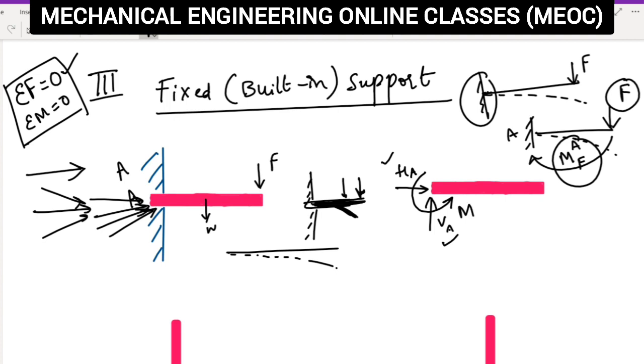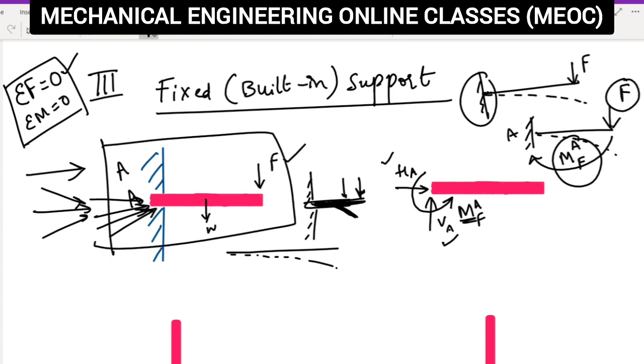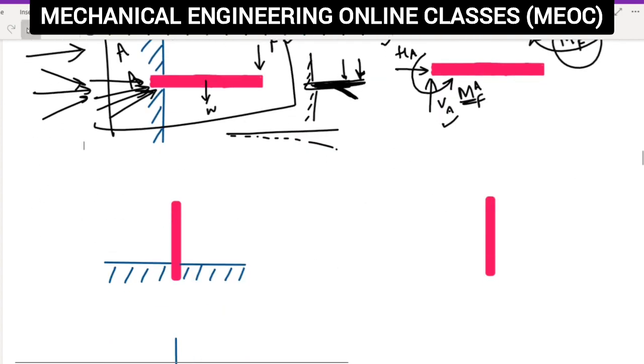about point A. If this is F, so this is F. So this is how we write down the reactions. Reaction is not what can happen. It is what can balance or what can bring the system into equilibrium. So F, this HA, VA and this moment MA. These three put together is keeping this entire system in equilibrium. So this is how we write the reaction forces.